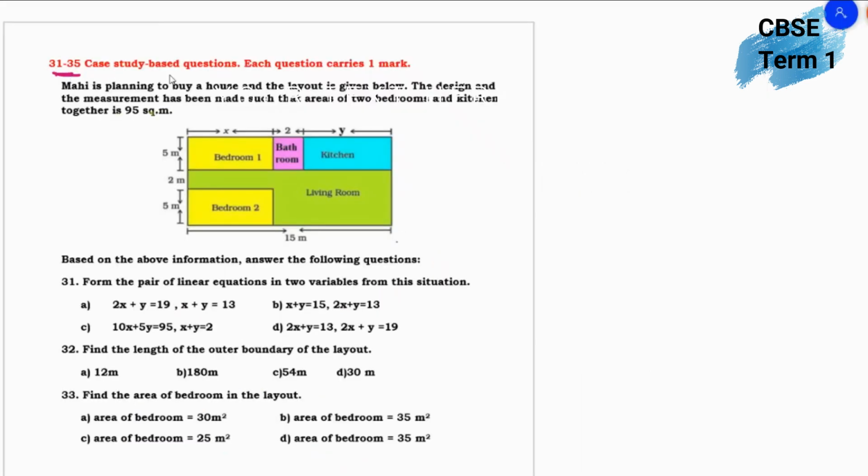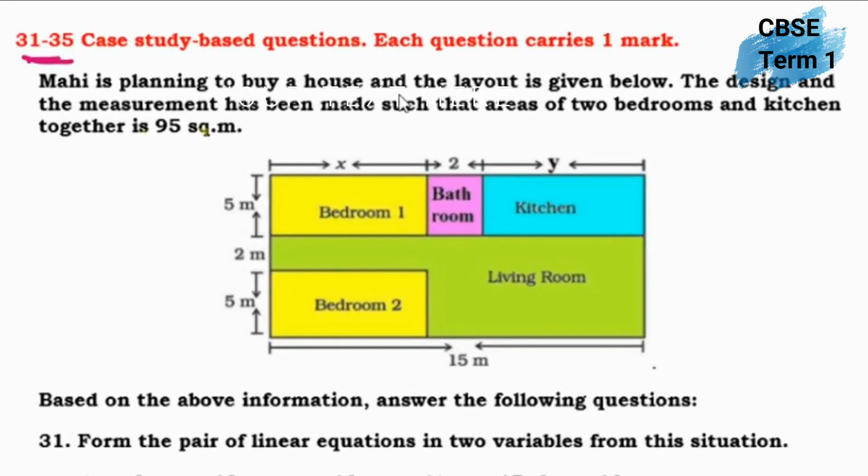Questions 31 to 35 are case study based questions from the chapter pair of linear equations in two variables. Mahi is planning to buy a house and the layout is given below. This is the layout. The design and the measurement are such that the area of two bedrooms and kitchen together is 95 square meters. We are going to form the pair of linear equations. That is the 31st question.